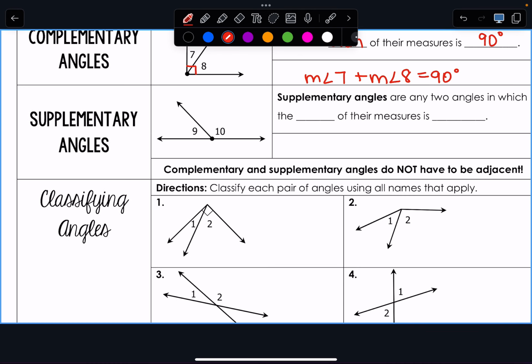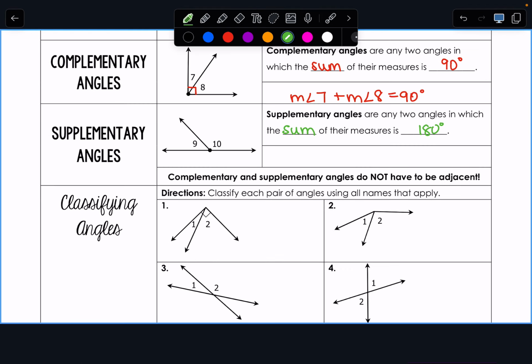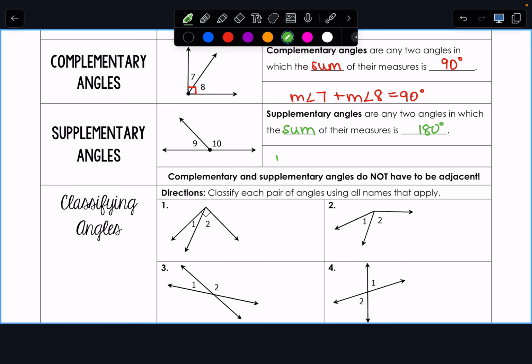All right, so if complementary means two angles add to 90, what does supplementary mean? They add to 180. All right? So the sum of two angles that add to 180 makes them supplementary. Okay? So if we add the two angles together, it should equal 180.